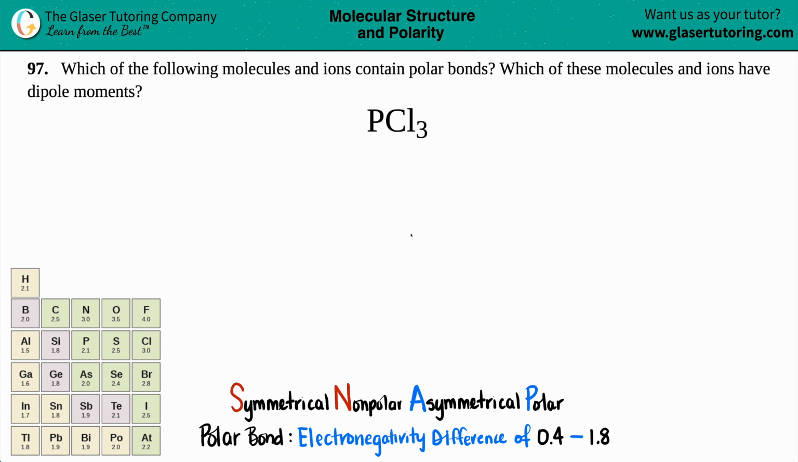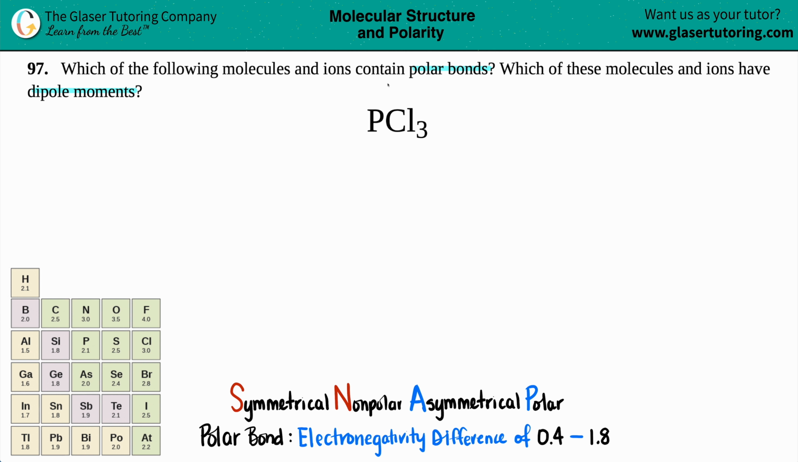297. Which of the following molecules and ions contain polar bonds, and which of these molecules and ions have dipole moments? Okay, so we have PCl3. We need to find if this one has polar bonds and if it has a dipole moment.